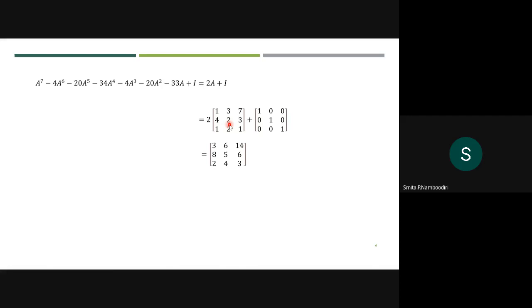3 6 7 is what? It will give a 3 by 3 matrix, right? Where did 3 6 7 come from? 14, no? 3 6 14, yes. Just check whether 8 5 6 is right or not. Take 2 inside first, then add. So 8 plus 0, 4 plus 1, 5, 6 plus 0, 2 plus 0, 4 plus 0, 2 plus 1, that is 3. Correct, right? Yes.